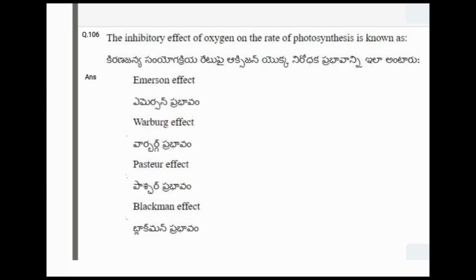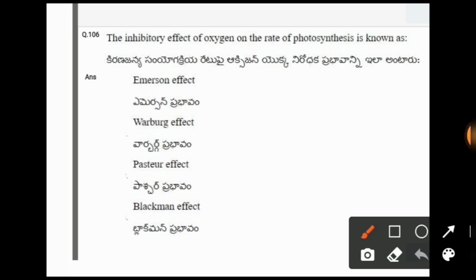So the inhibitory effect of oxygen on the rate of photosynthesis is known as, the options are Emerson effect, Warburg effect, Pasteur effect, and Blackman effect. The correct option is the Warburg effect.